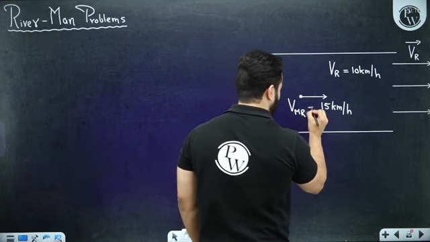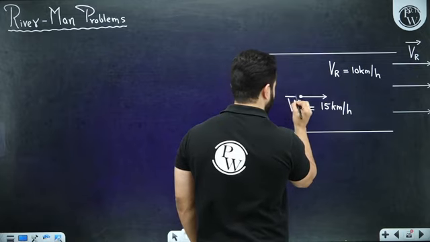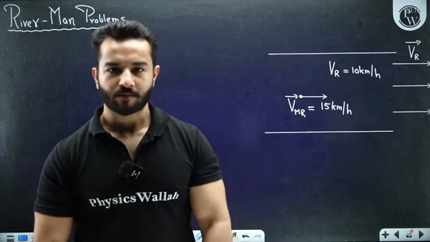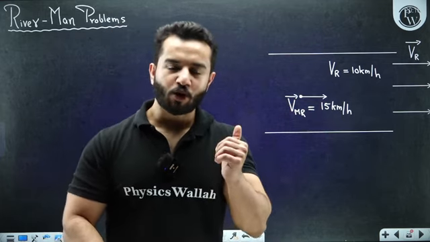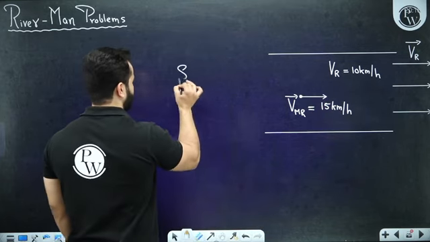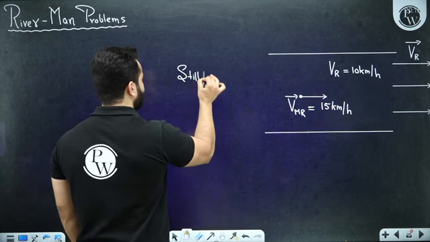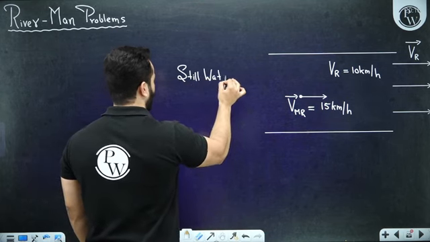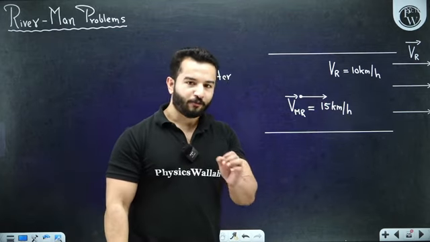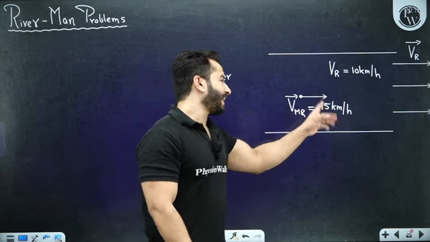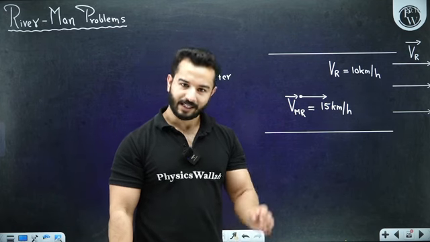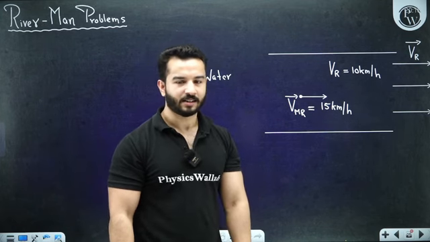Now, please hold on. I'm going to explain it again. Let's suppose the river was not flowing. If the river is not flowing, we are also going to call it still water. Still water basically means the river is not flowing. So if the river is not flowing, the man can swim with 15 kilometer per hour of speed. This is his maximum capacity, right?